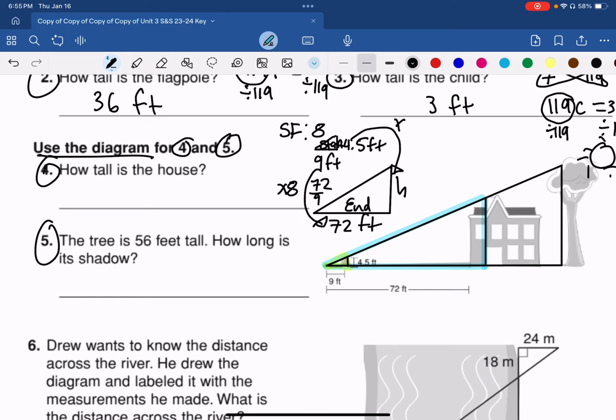So 4.5 times 8 is 36. The height of that is 36. Is that right? Is that 4.5? Yeah, it is. Okay. So that is a 36-foot tall house. Awesome. So the next one says the tree is 56 feet tall.